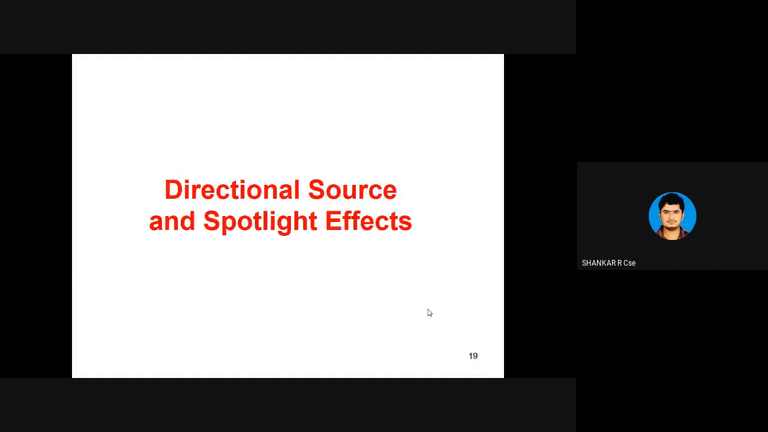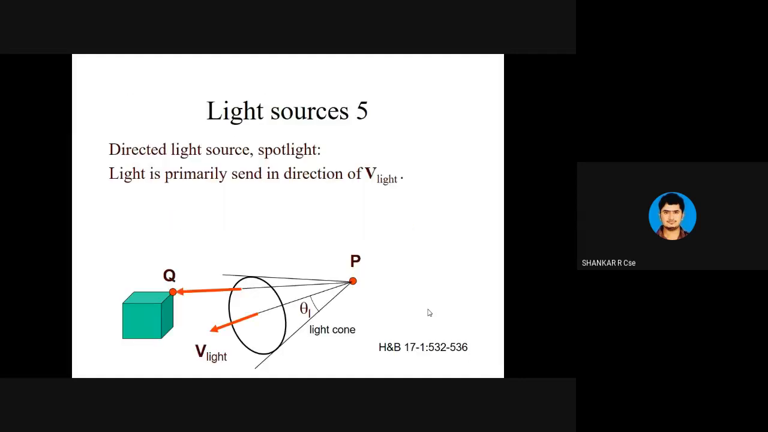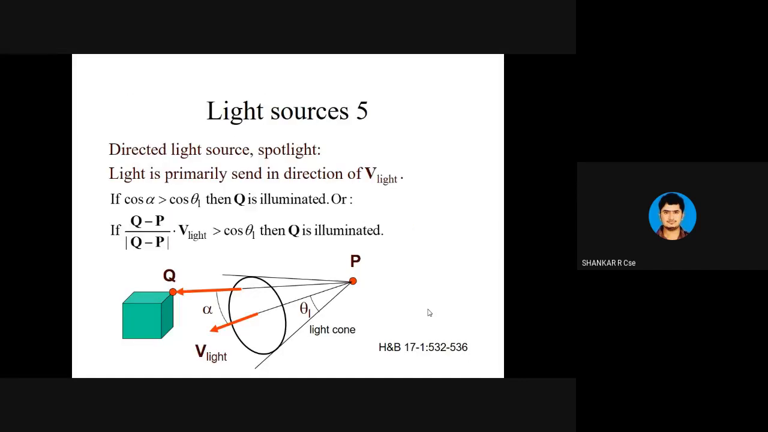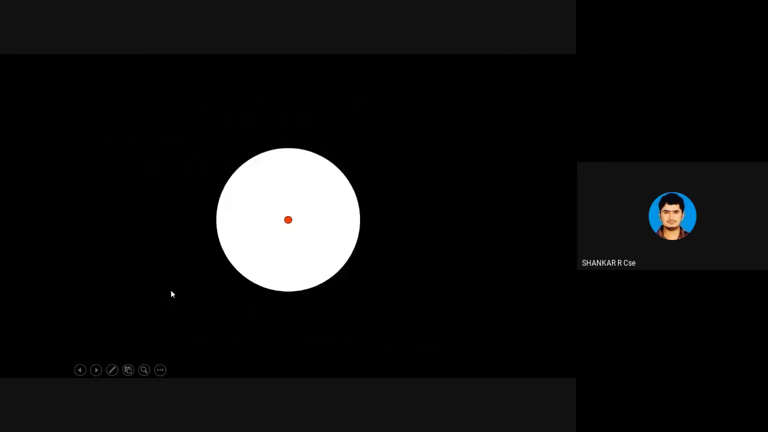This angle cos alpha should be greater than cos theta. Then only you will see your pyramid, your cube. Now, on the contrary, if cos alpha is less than cos theta, you will not see this cube. That is what I am putting here.